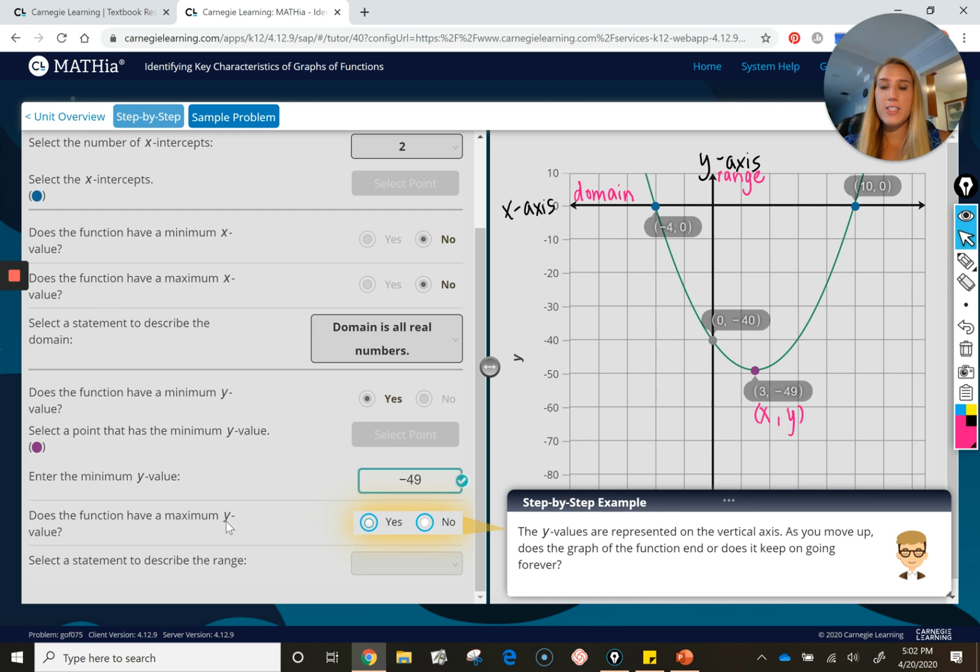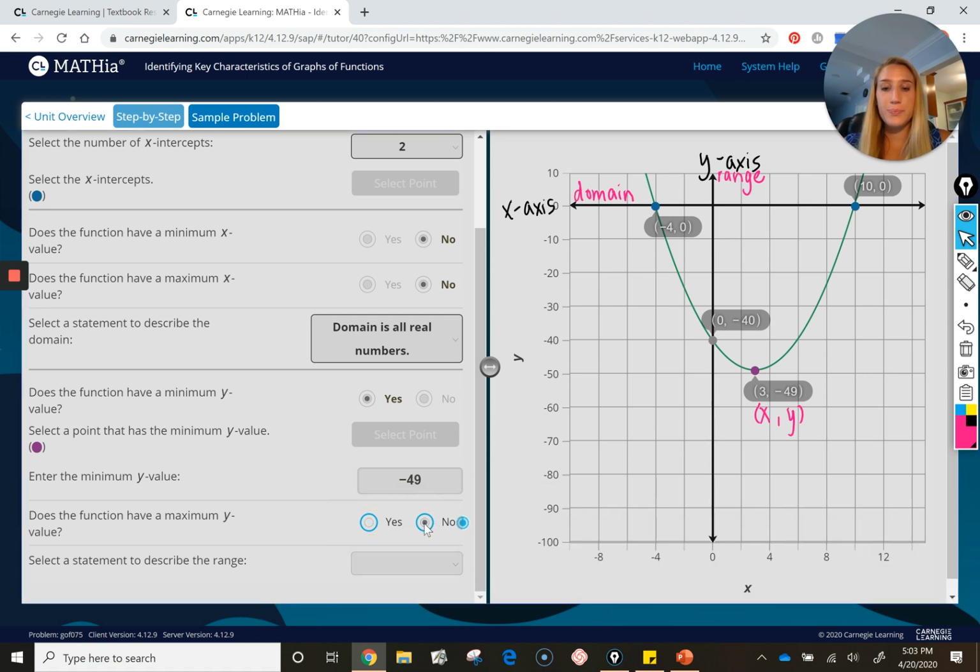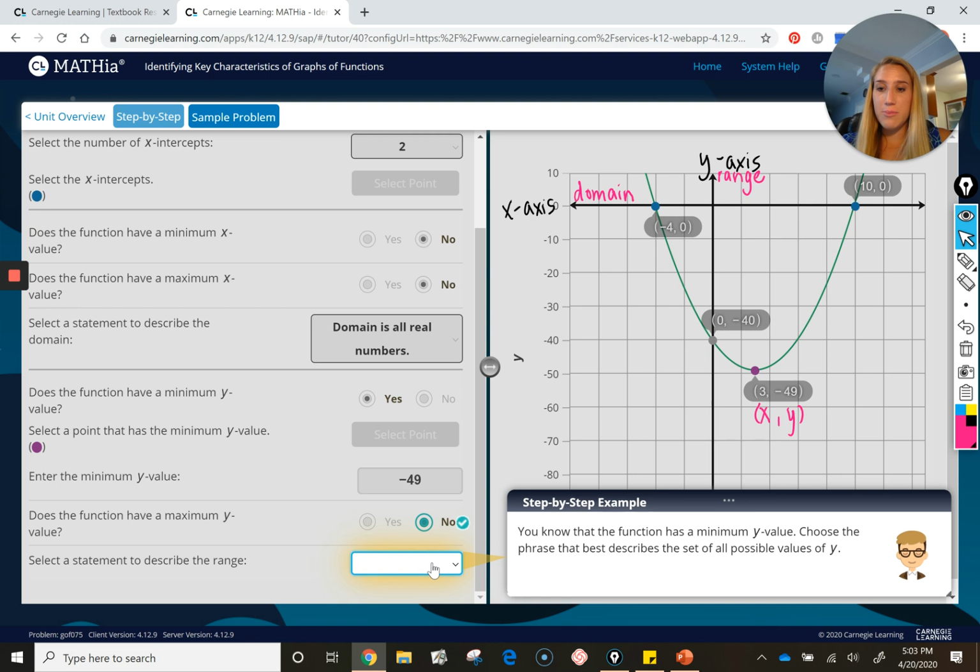Does the function have a maximum y value? So we follow this upward along our vertical axis. Will it ever climb upwards in either direction? No. So we know that there is no maximum value. And the best statement to describe this range would be: all numbers down to negative infinity, or is it the smallest number or the largest number? Since the value right at this point is a subset of all, it's only part of them.